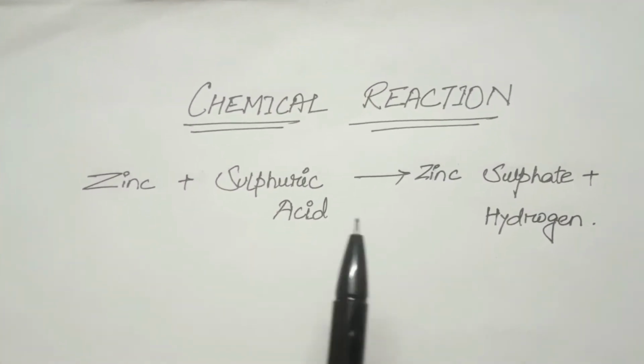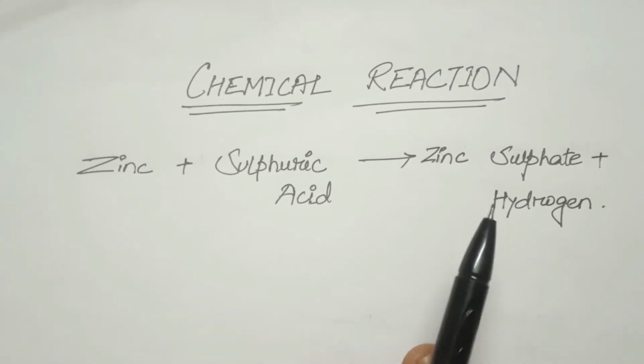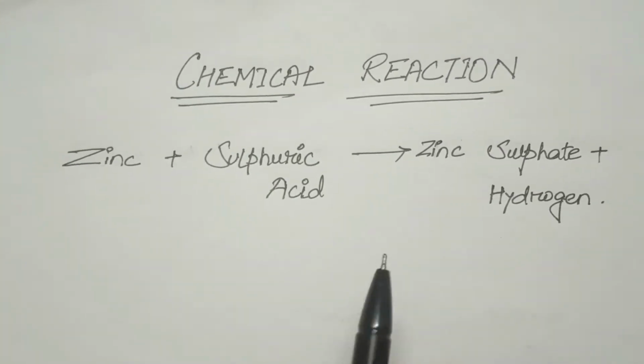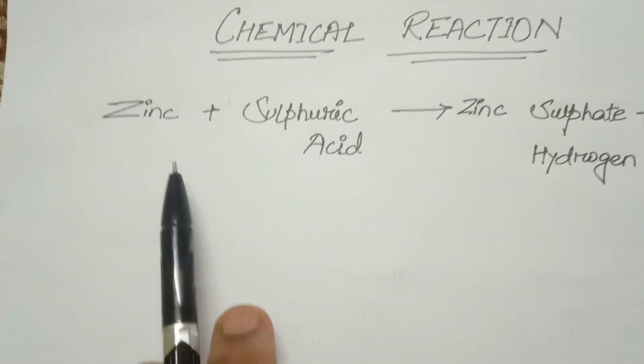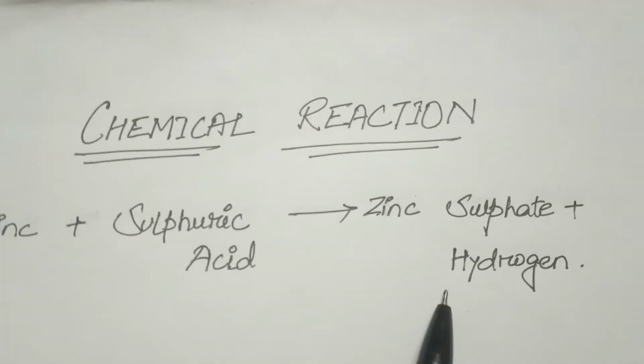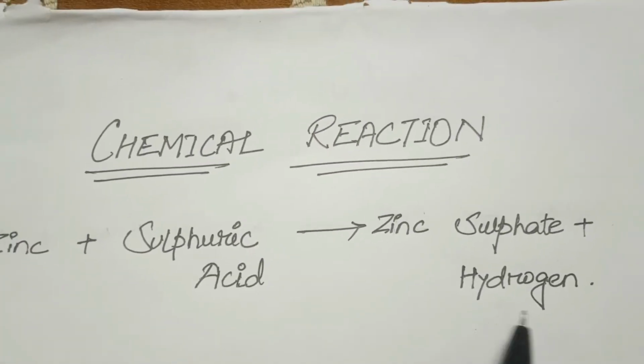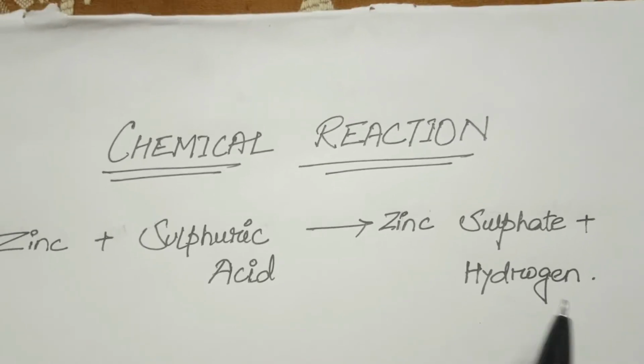Now here we can see this is a form in which we write a chemical reaction, or we can say this is a chemical reaction. In this chemical reaction, you can see there is zinc reacting with sulfuric acid to give us zinc sulfate and hydrogen. Hydrogen is given out as a gas.